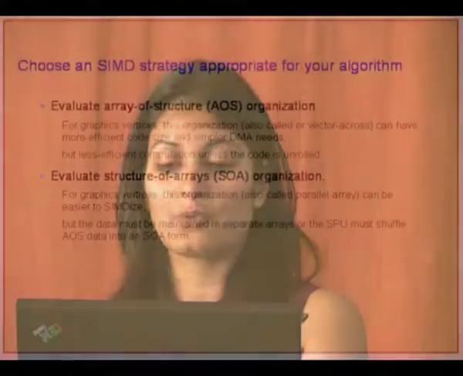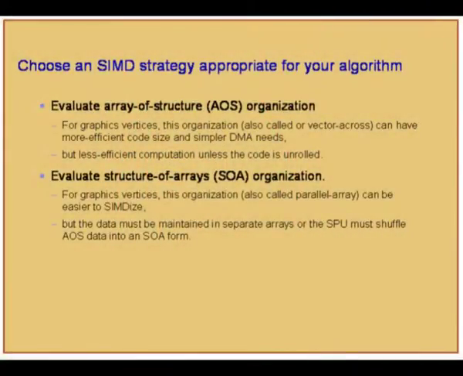Choose a SIMD strategy appropriate for your algorithm. Evaluate array of structure organization. Basically, do you want to store all x values in one vector, or store x, y, z, w values together? So it's your trade-off. It's your choice as to what is appropriate. Actually, it's not your choice. It's the algorithm's choice as to what is a better strategy. So make all these design decisions early on and spend a lot of time making them, and it will really yield a good result.